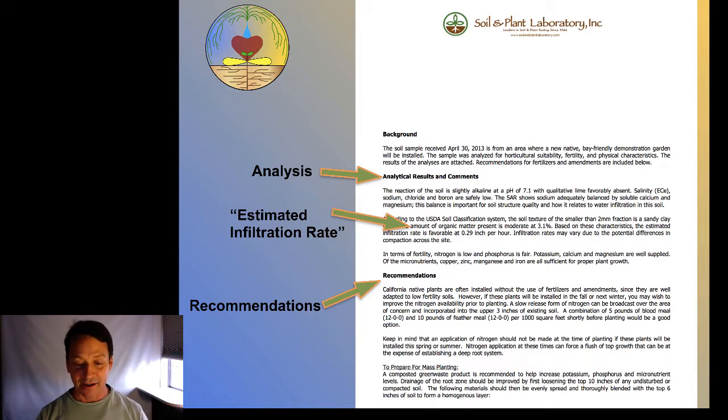Down there under recommendations, because we asked for California native plants and organic fertilizers, they're telling us that we can put 5 pounds of blood meal and 10 pounds of feather meal per 1,000 square feet. So it's really nice to get a recommendation of organic-based fertilizers.